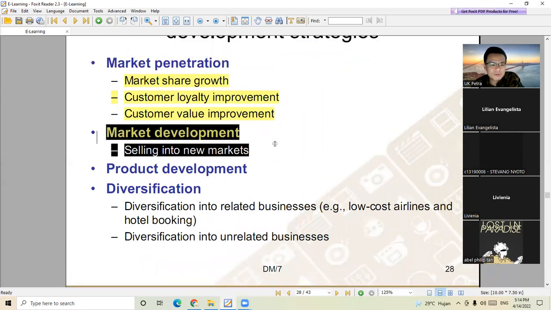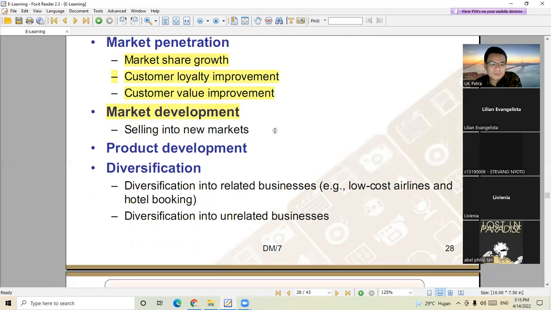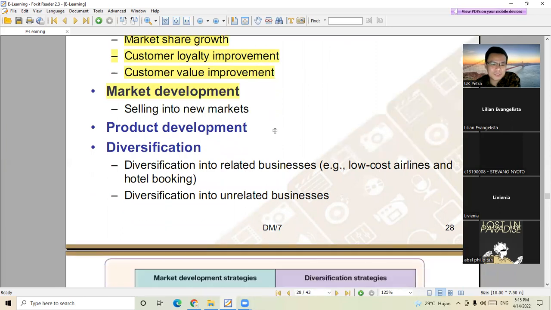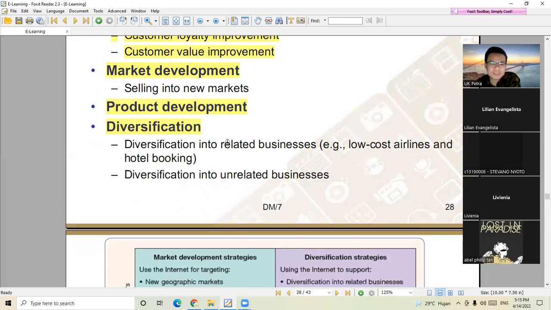The next one is the development of the market. Whether we want to sell into the existing market or sell our product into new markets. The third thing is the product development. What kind of products do we want to sell to the customers? Do we want to make new products, or do we just want to sell our existing products? The last one is diversification. For example, there are two types of diversification: diversification into related business or diversification into unrelated business.